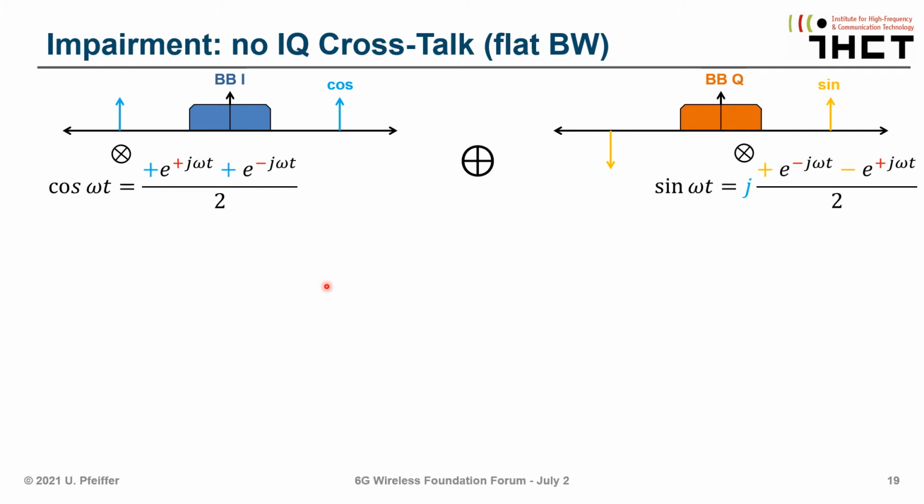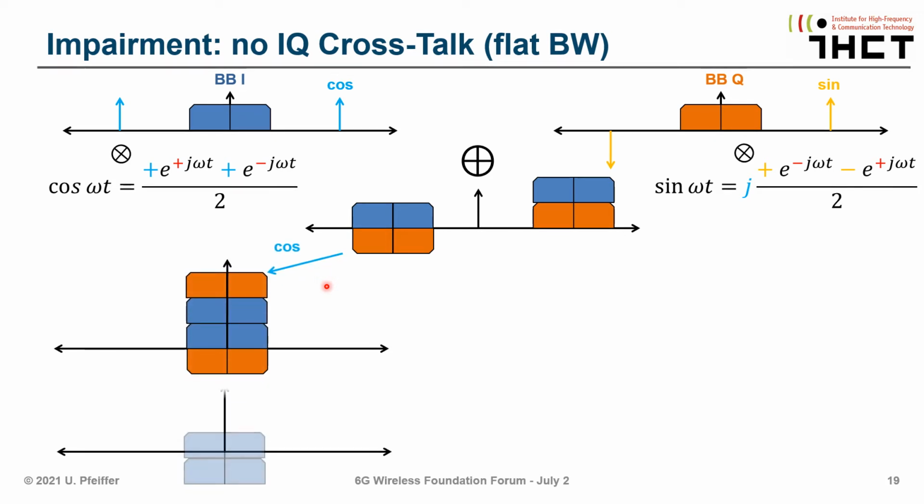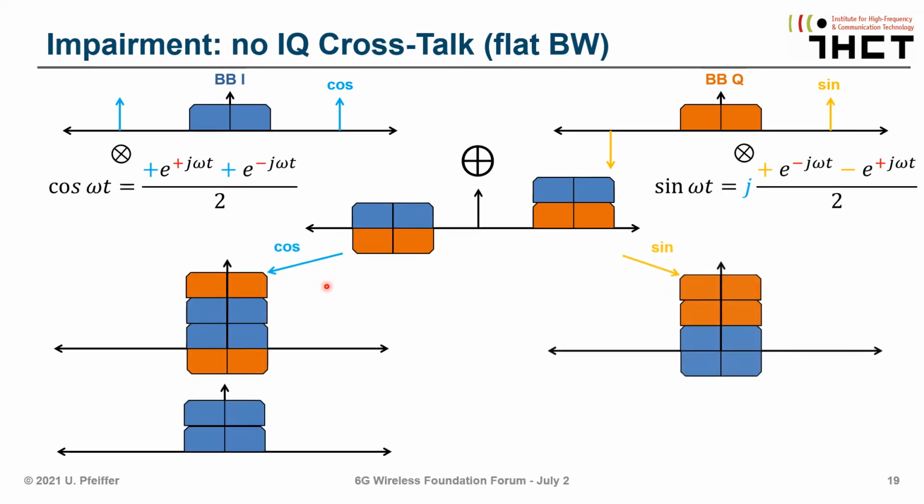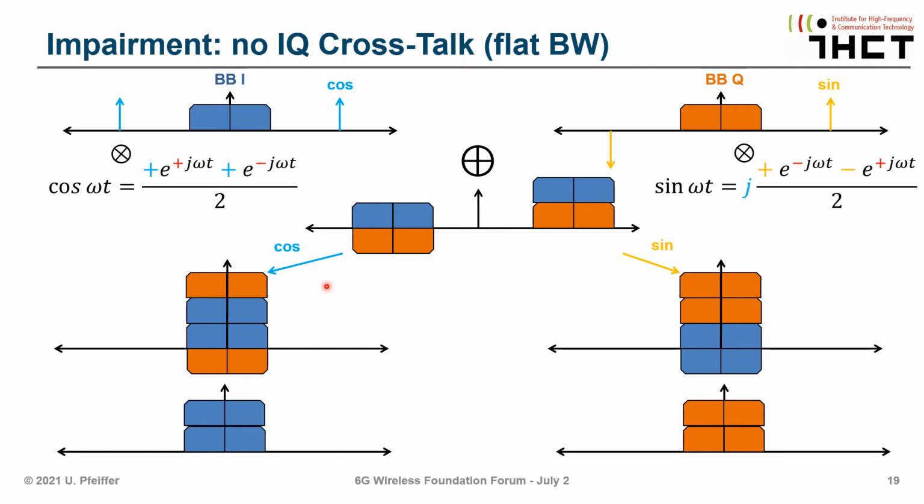You have on the left side the in-phase signal of the baseband, and on the right side the quadrature signal. And when you start mixing this with the sine and cosine signal, and you add it later on, you create a complex spectrum that is indicated here. And when you later demodulate it with a cosine on the left and with a sine on the right side, you see that ideally you cancel the respective I signal in the Q channel and the respective Q signal in the I channel.